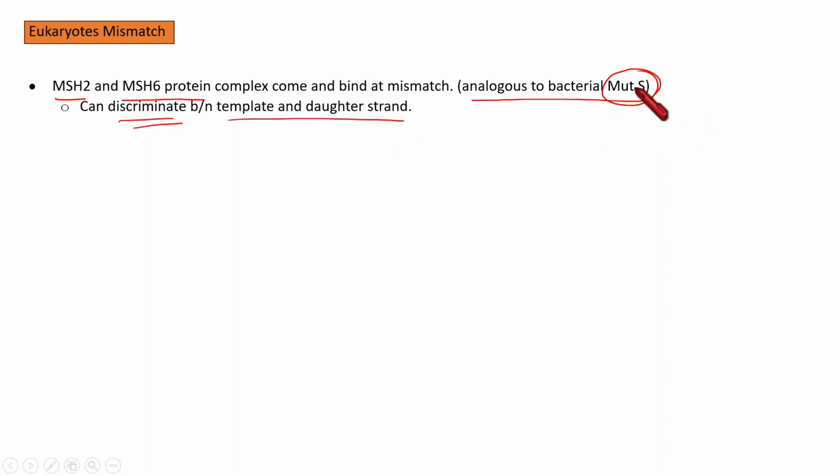But in the case of prokaryotes, MutS cannot discriminate between the template and daughter. Here it can discriminate. How? By locating the position of PCNA. PCNA, we know, is a clamp loader in the case of eukaryotes, which we have learned in DNA replication in eukaryotes. So by locating the position of PCNA as well as the 5' end of Okazaki fragments in the daughter strand, this MSH2 and MSH6 protein recognize the difference between template and daughter strand.